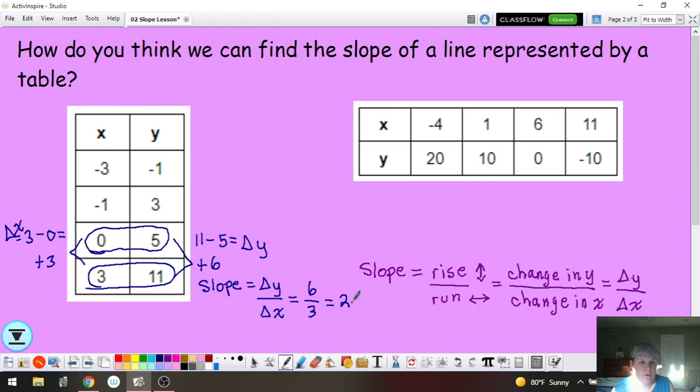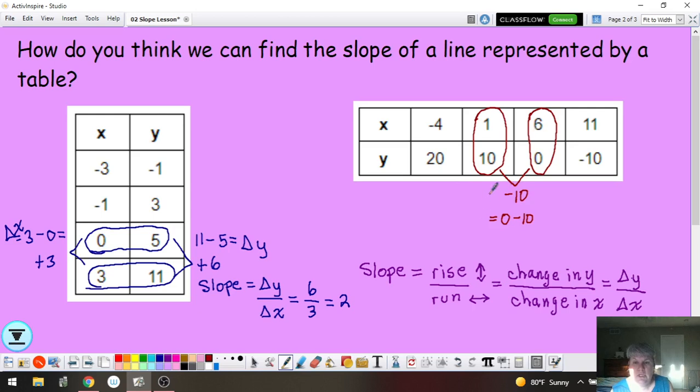I can do this with a horizontal table as well. I just have to make sure I'm pairing up my numbers. I'm going to go ahead and select the points that are positive. You can do this with the points that are negative. And I'm going to start with my change in y. So my y is the bottom row. So to go from 10 to 0, that's subtracting 10. Or that's like saying 0 subtract 10. I'm taking the second number and subtracting the first number.